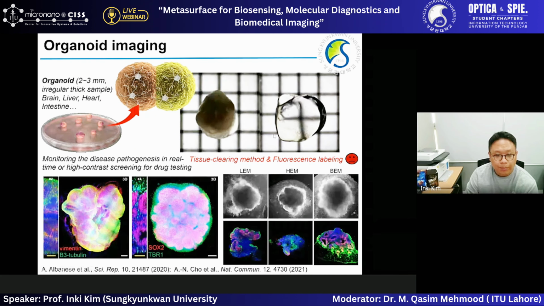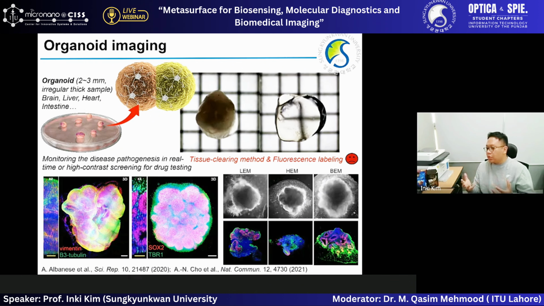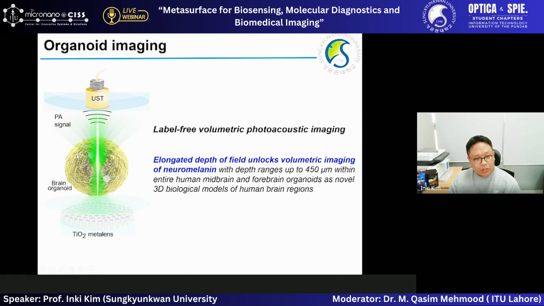To monitor the structure of this organoid, you should do this process, tissue coloring and fluorescence labeling. And if the organoid undergoes these two processes, then its chemical or physical properties will be changed. So this is not real-time detection, right? For drug screening, this real-time imaging is very important. To solve this issue, we adopt this photoacoustic imaging technology.